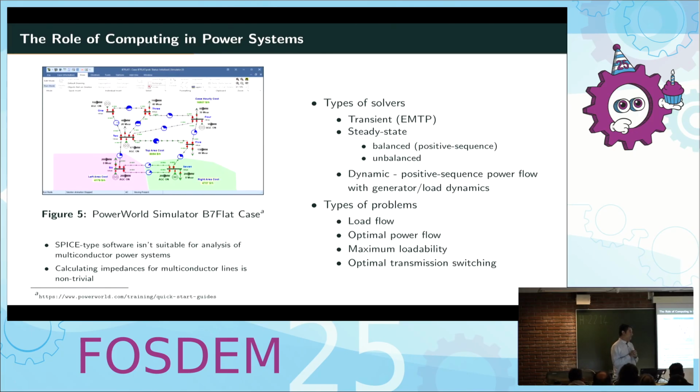Now let's go into how computing impacts power systems. We've got a number of different analysis types: transient solvers, steady-state solvers, dynamic solvers. But for a mitigation problem where we care about solving this in terms of optimization, typically we're limited to a steady-state solver. So modeling GICs in this context is a little bit tricky.